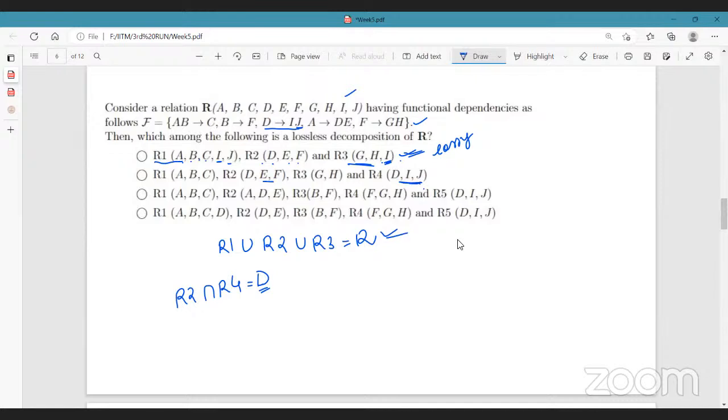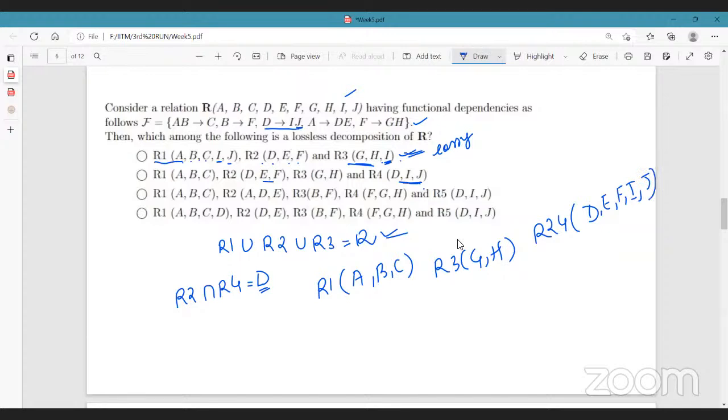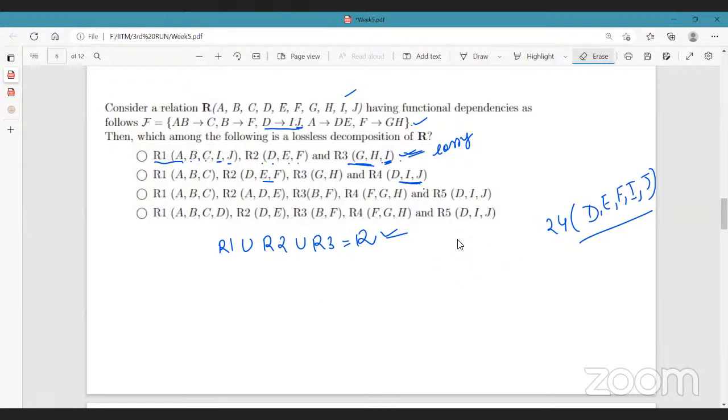So then we'll have to check for the next one. So now the relations that we have is ABC, R3 will be GH, and R24 will be D, E, F, I, J. So can we check now? No, ma'am, because there are no common attributes. So it fails. Exactly. The second condition does not satisfy. So by that we can say that this is also a lossy decomposition.